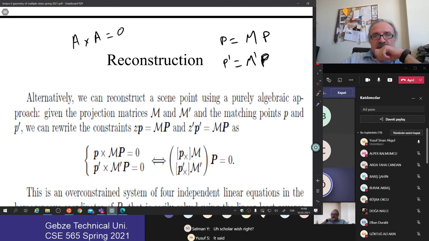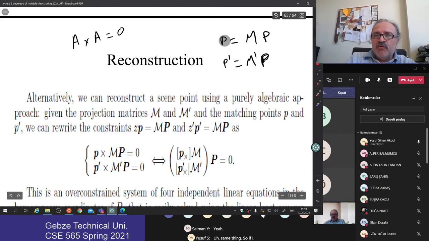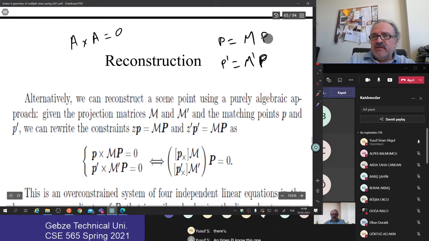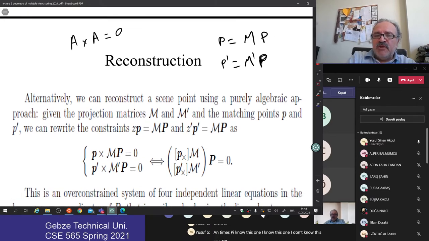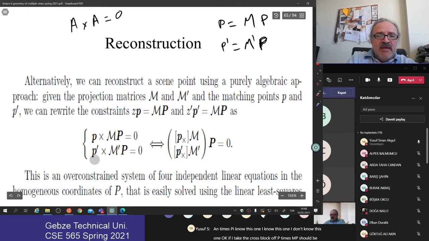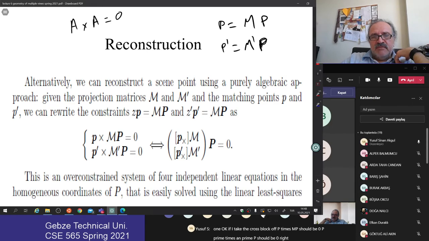Okay. It says zero if I take the cross product of, same thing. So if I take the cross product of this P and this M times P, I know this one, I know this one, I don't know this one. If I take the cross product of P times MP, it should be zero. P prime times M prime P should be zero, right? Both of them are zero.